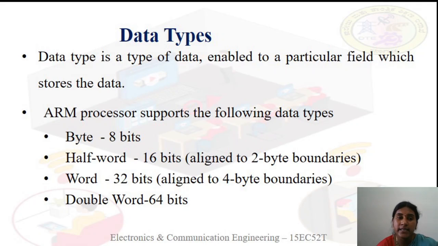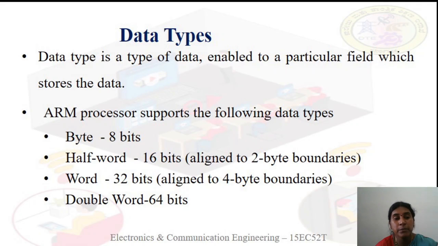Next we will see the data types. What do you mean by data type? This will indicate which type of data you are using to store the data. I told you we have to store the data in a register. Before storing the data into the register, you have to select what type of data you are choosing. That will indicate the data type. Our ARM processor will support the following data types. What are they?